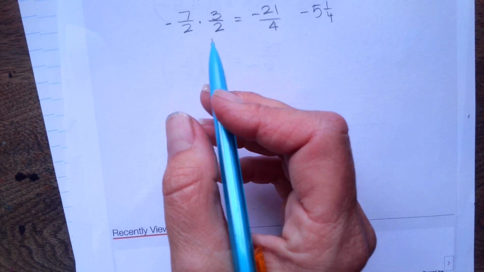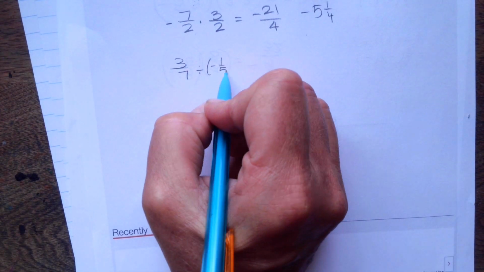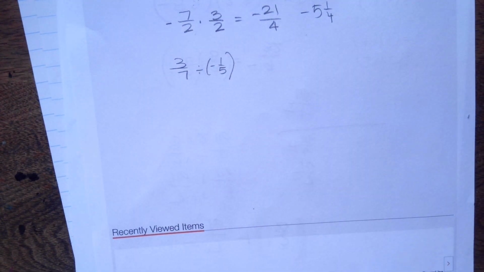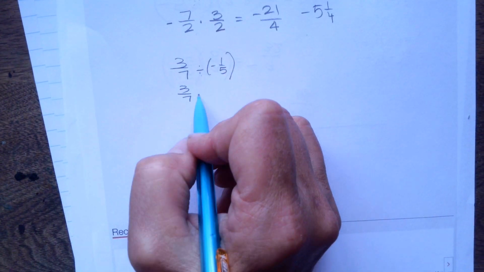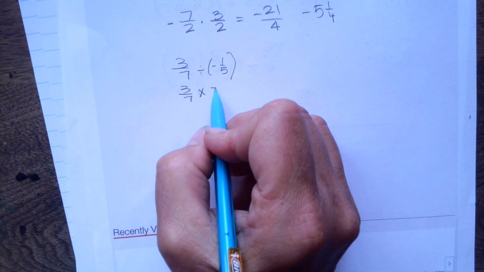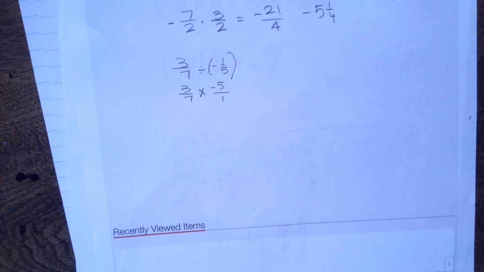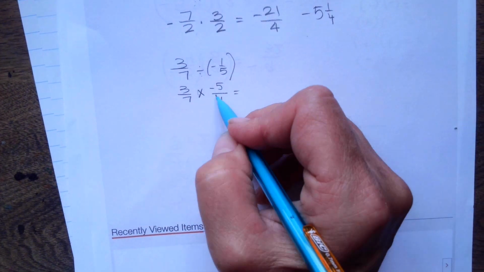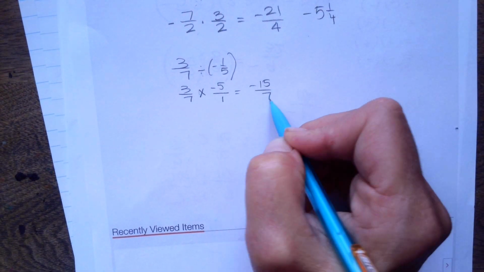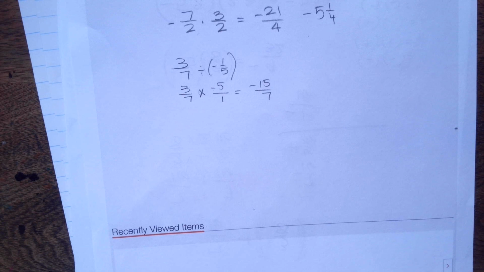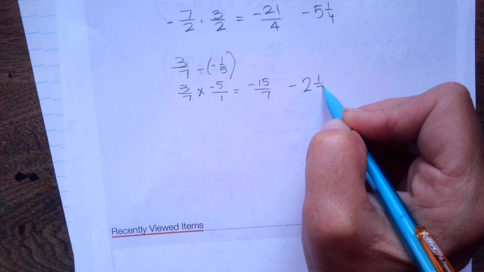Okay, dividing. So we have 3/7 divided by negative 1/5. So we are going to rewrite the first fraction, change division to a multiplication, flip the second fraction, and then you just multiply across. So our answer is negative, because we have a negative and a positive, negative 15/7, and then we change it to a mixed number. It's negative 2 1/7.